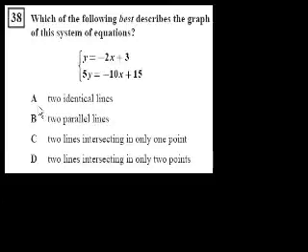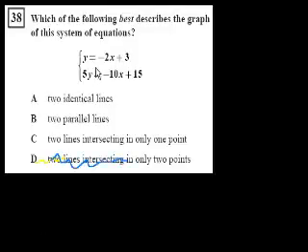On problem 38, which of the following best describes the graph of this system of equations? Maybe they're the same line, maybe they're parallel, maybe they only intersect in one point. Two lines intersecting in only 2 points? Well, that's impossible. I mean, that can happen with curves, but that's not going to happen with lines. So we can already cancel out choice D.